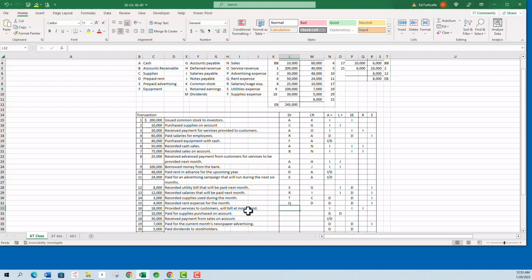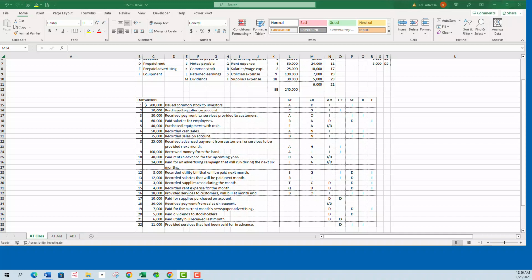So in this case, what we'll do is we'll debit B for accounts receivable, and we'll credit O for service revenue. In the accounting equation, you can see that assets go up because that represents the increase in accounts receivable. Stockholders' equity goes up as well because revenues cause an increase in stockholders' equity.